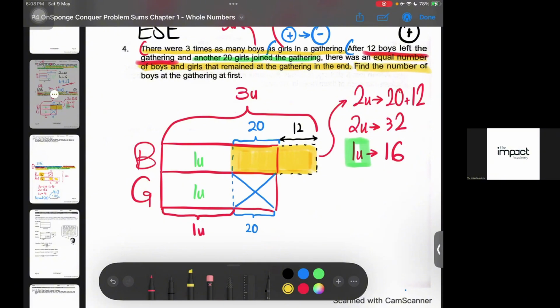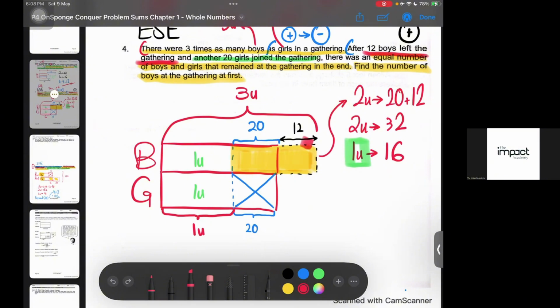Find the number of boys at the gathering at first. Okay, gathering at first. So from where to where? So then 16. At first is from where to where? A lot of students don't know. At first is where? Remember, at first is what? Point on my model. From here? No, my dear. At first is all the way to the end.